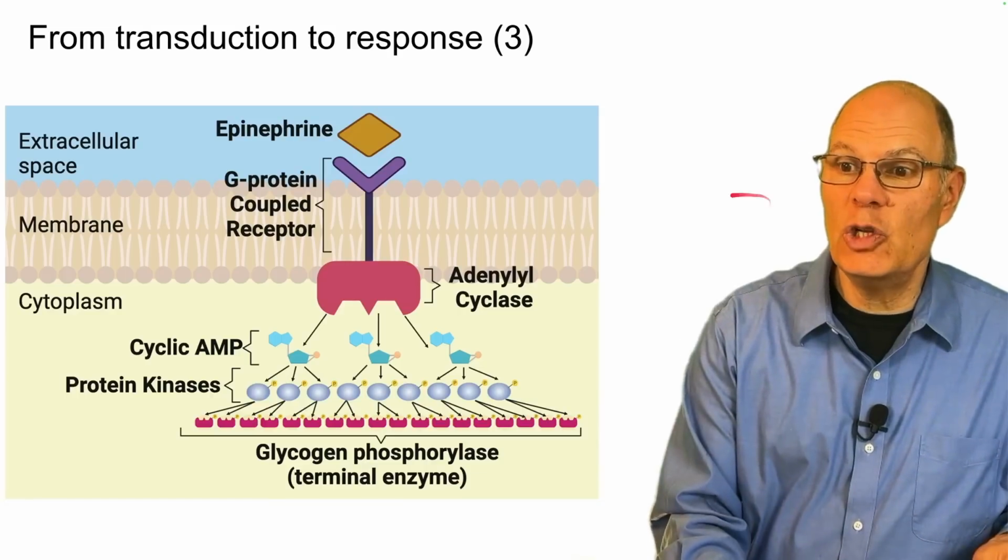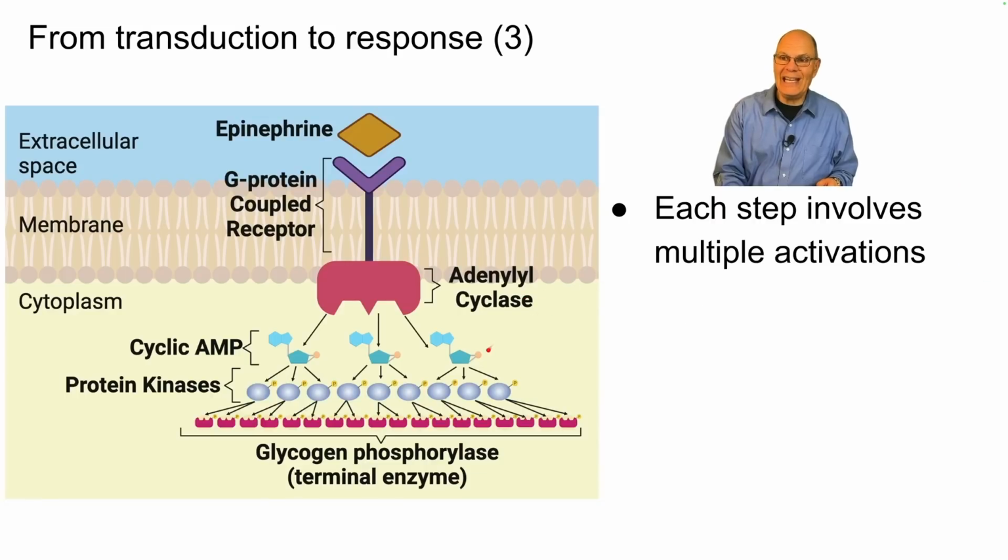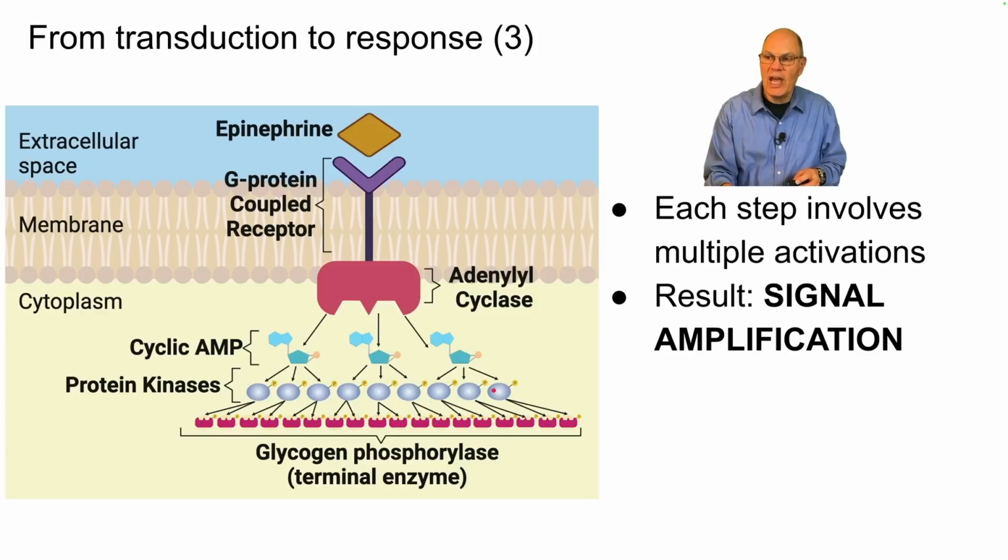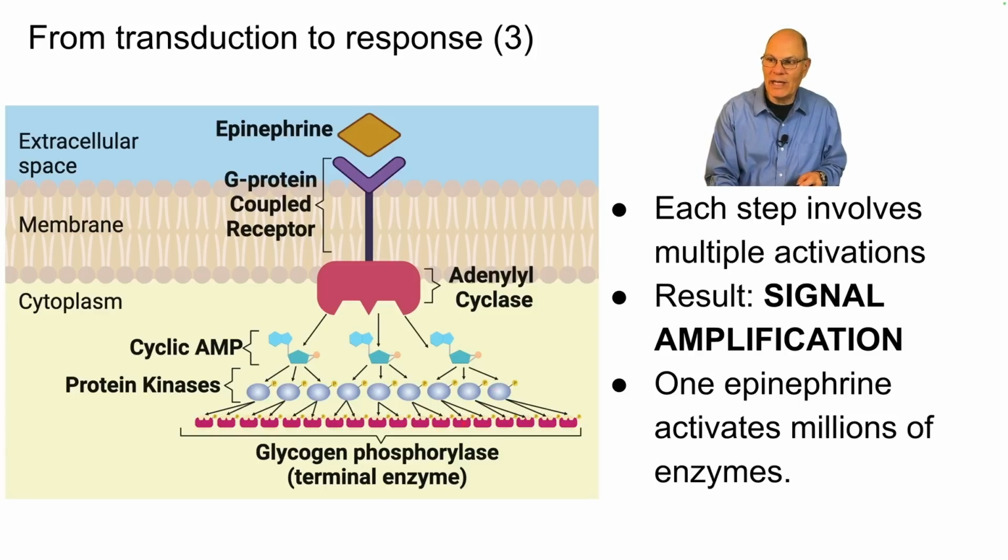Once we get to adenylyl cyclase, then each step involves multiple activations. Adenylyl cyclase will activate many cyclic AMPs. Each of these cyclic AMPs will start different phosphorylation chains, and the result is signal amplification. We had 1 epinephrine enter the system, but by the end, and I couldn't of course depict that here, you'll have the activation of millions of enzymes to bring about a massive cellular response.